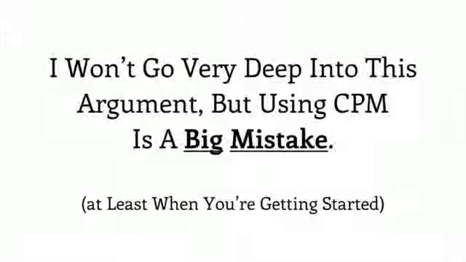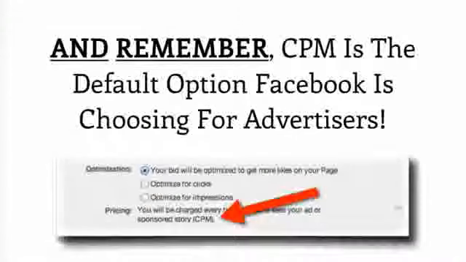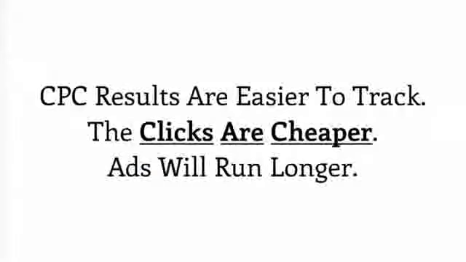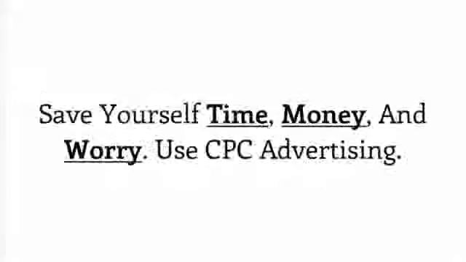So I won't go very deep into this argument, but the bottom line is that using CPM is a big mistake, at least when you're just getting started. And remember, CPM is the default option that Facebook is now choosing for advertisers, and I'll let you figure out why. So make sure when you're setting up your ads to tell Facebook that you want to manually decide on a CPC basis what you want to bid. See, CPC results are easier to track, the clicks are cheaper, and the ads will run longer. So save yourself time, money, and worry, and use CPC advertising.